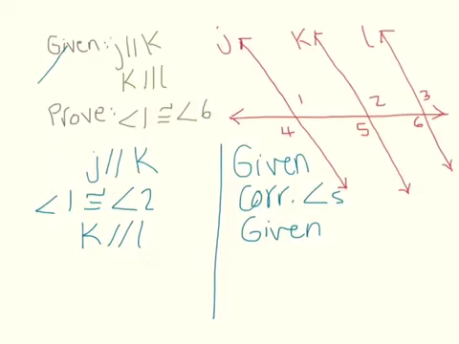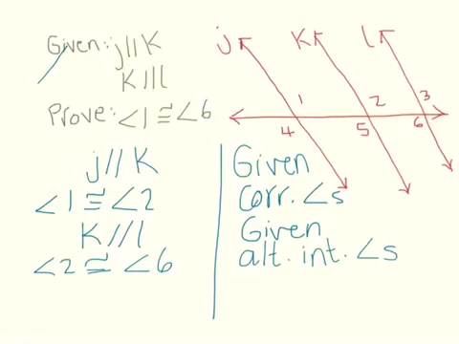And then for lines K and L, I'll say that angle 2 is congruent to angle 6 because they're alternate interior angles. And I'm noticing that 2 is in common, and that's the congruency statement. 1 is congruent to 2, 2 is congruent to 6, 2 is in common, and those are congruency statements. So for that case, I can conclude that angle 1 is congruent to angle 6 because of the transitive property.